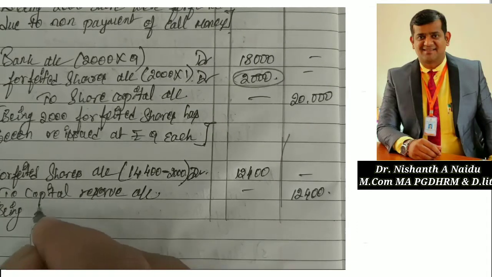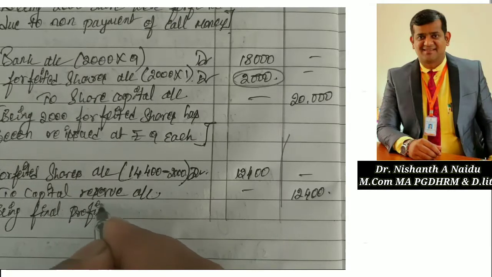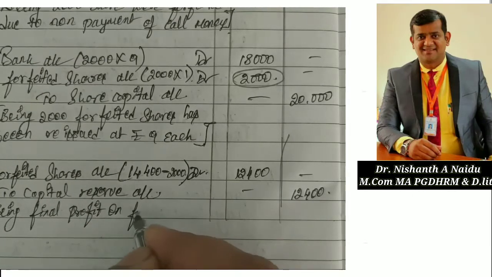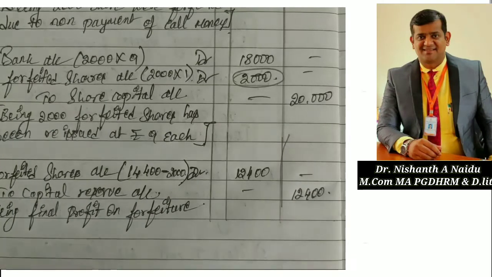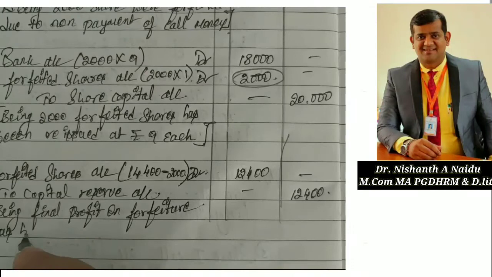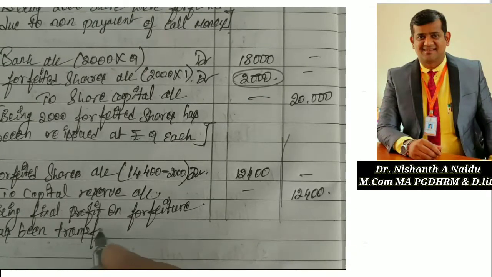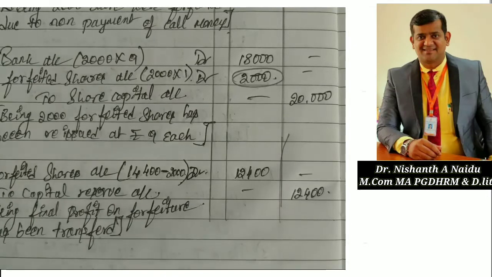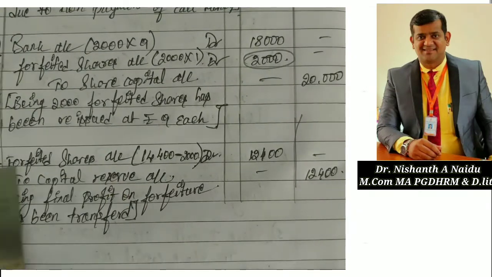Being final profit on forfeiture has been transferred. Okay, so now we are done with the last journal entry.